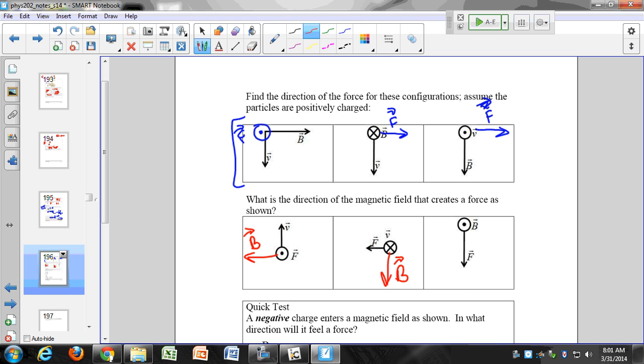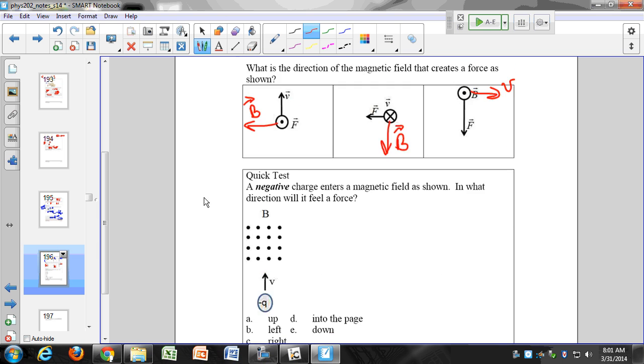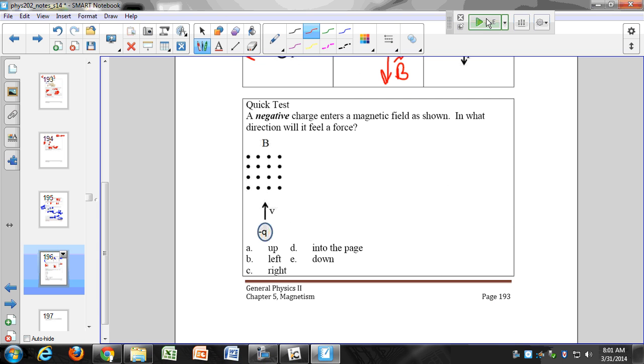All right, what was this one here? F is down, V is out of the page. Yeah, so it's to the right. All right, let's try this quick test. Can we get excused for the test if we twist our hand? Maybe I could bring in a model of a human hand, like a big foam hand for you to use or something.